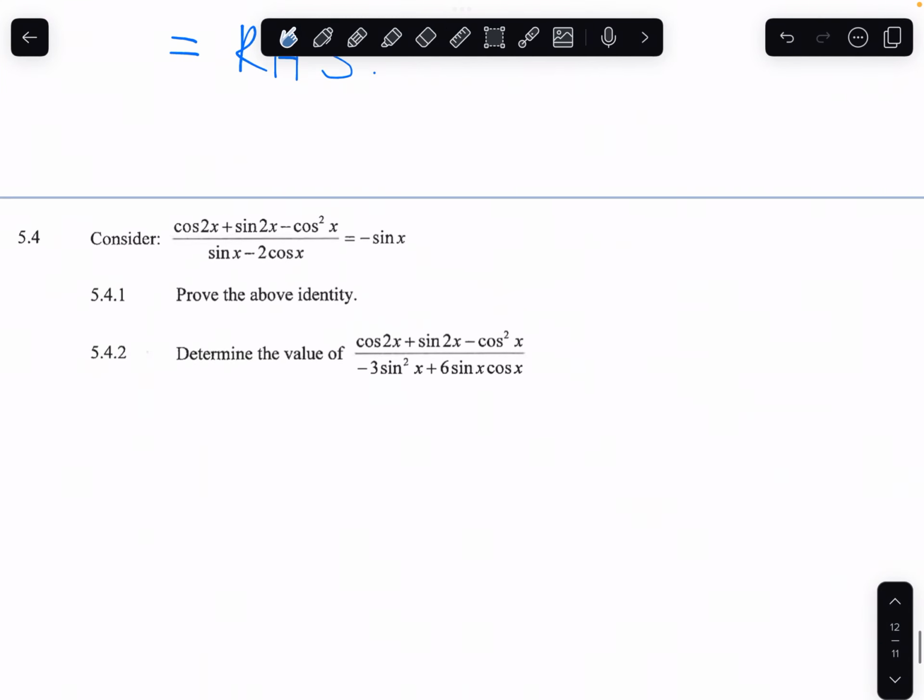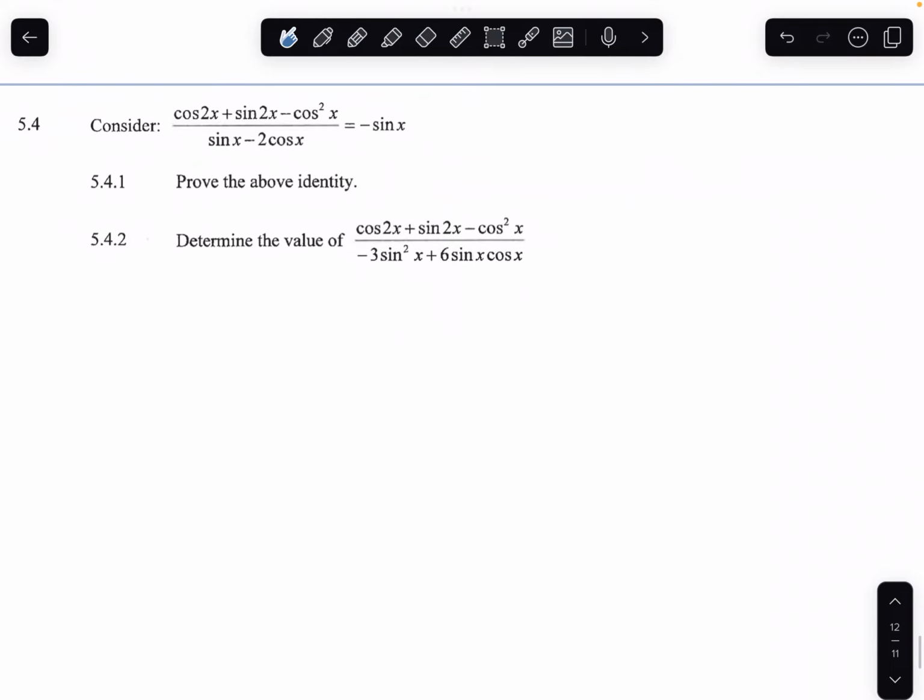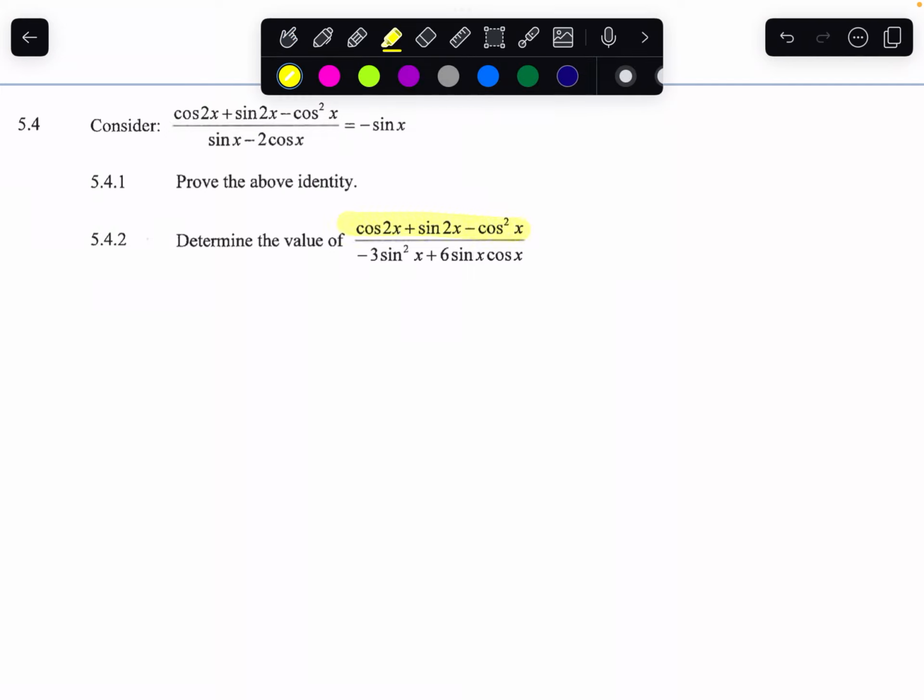Okay, so let's look at the next question. We are asked to determine the value of cos 2x plus sine 2x minus cos squared x, and in the denominator we have negative 3 sine squared x plus 6 sine x cos x. So that looks a bit different to the denominator that we started out with.